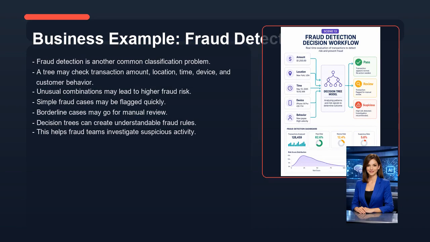Now let's look at business example, fraud detection. Fraud detection is another common classification problem. A tree may check transaction amount, location, time, device, and customer behavior. Unusual combinations may lead to higher fraud risk. Simple fraud cases may be flagged quickly. Borderline cases may go for manual review. Decision trees can create understandable fraud rules. This helps fraud teams investigate suspicious activity.